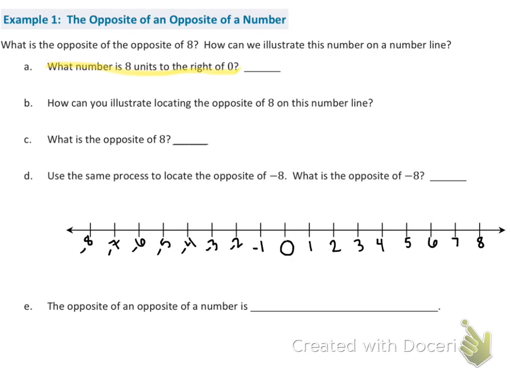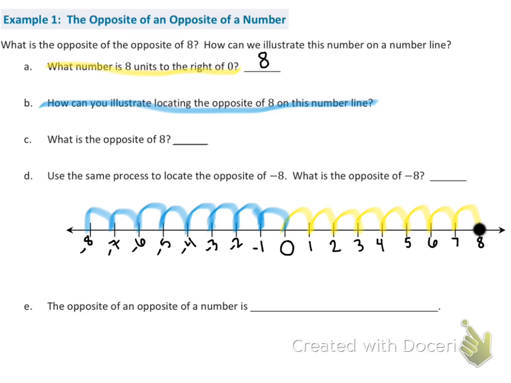So let's take a look. What number is 8 units to the right of 0? So I'm going to count 8 units to the right, and I get 8. And now that I located 8, how can I illustrate locating the opposite of 8? So to find the opposite, I'm going to go 8 spaces in the opposite direction, and that puts me at -8.